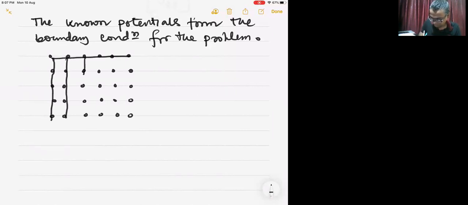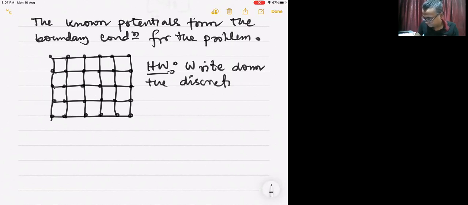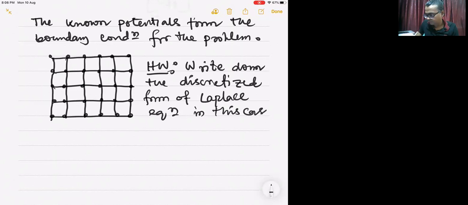Same Laplace's equation we are solving. How will you solve it? Homework: write down the discretized form of Laplace equation in this case. Okay, so why don't you do that? After which we meet for module number 3. Thank you.